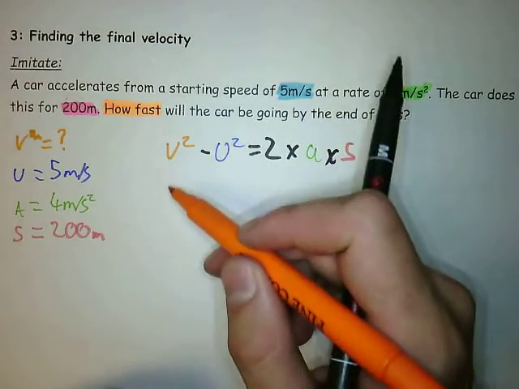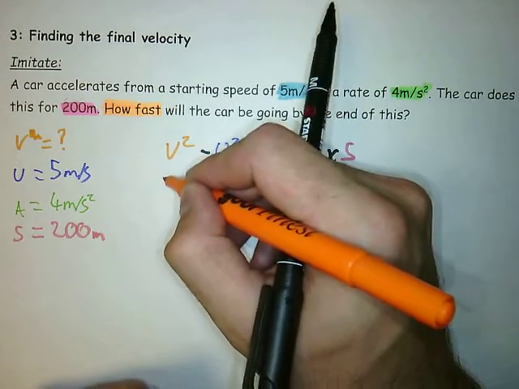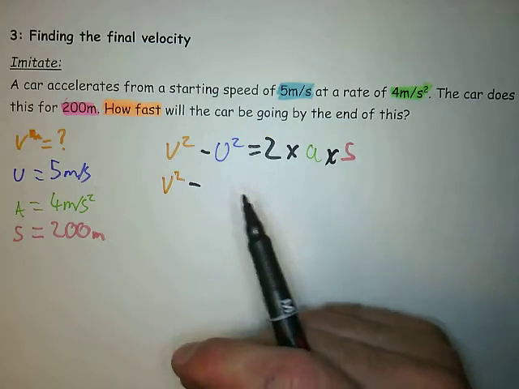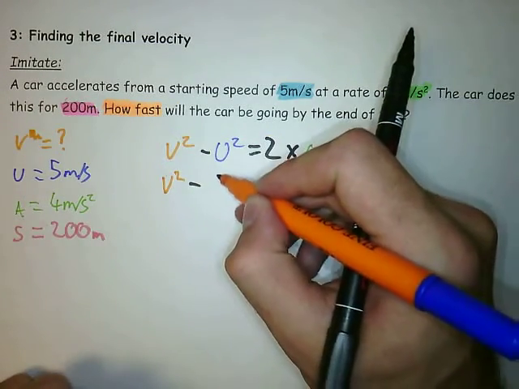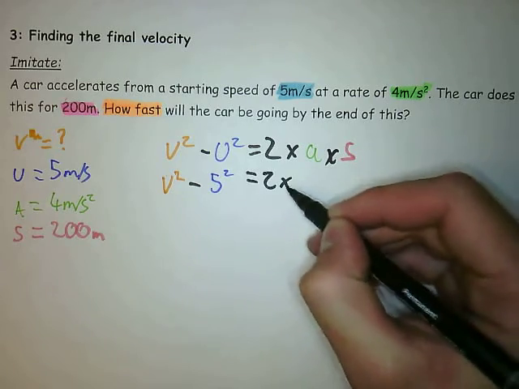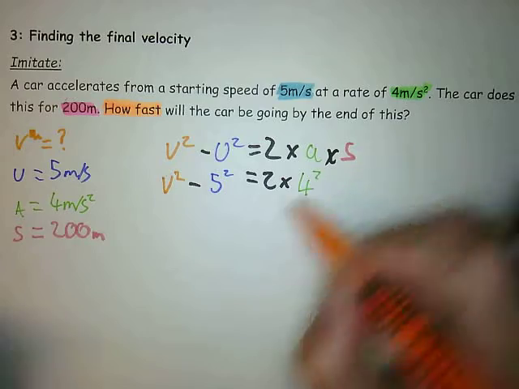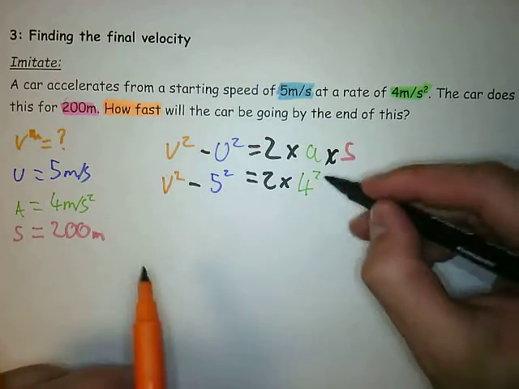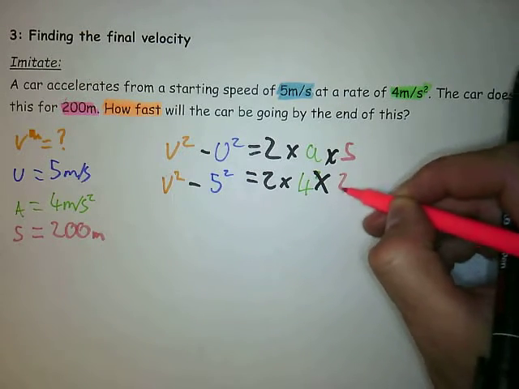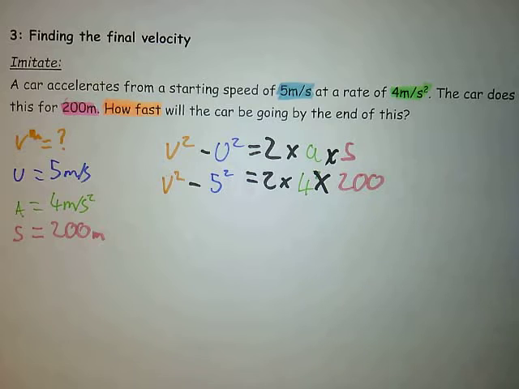So we don't know what v is yet, so we're still going to leave that as v. So we're still going to be v squared minus, we do know what u is, it's going to be 5 squared equals 2 times, we know what acceleration is, 4, times, and we know that the distance is 200. Okay, now we can start working things out.